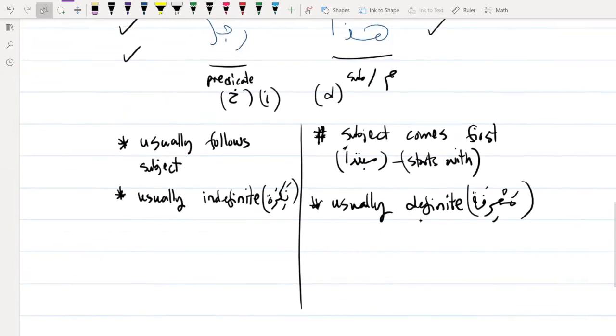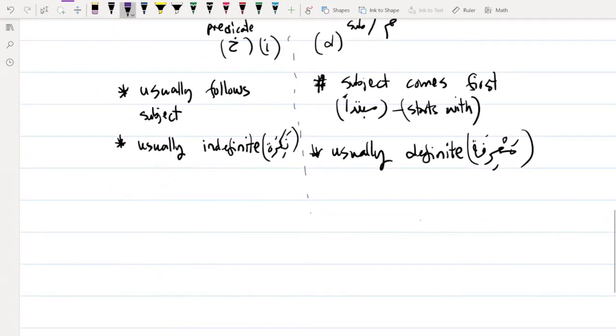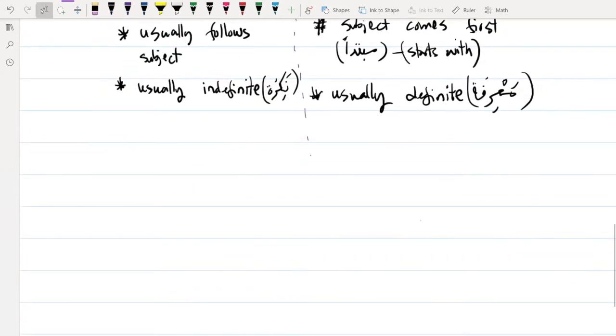Now, a few things. I want to put one more sentence and let's see what's going on. Al-bintu صغيرة. Al-bintu صغيرة.